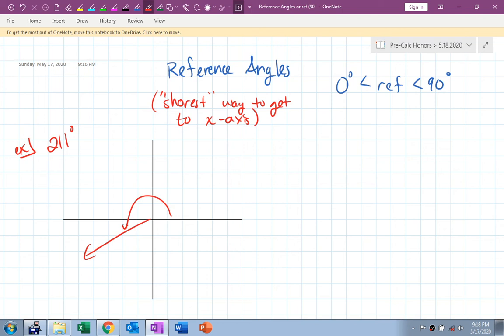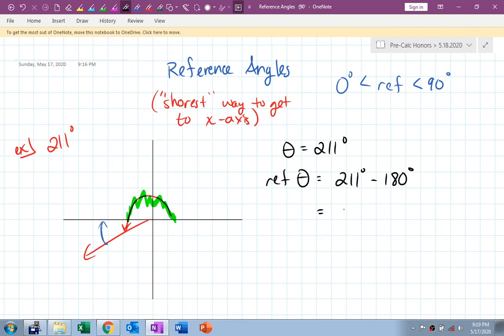But I want to know the shortest distance, or the shortest way to get to the x-axis. Well, the shortest way to get to the x-axis is right there. So what I need to do is subtract all this garbage, and I'm given my reference angle. If I subtract that garbage, which happens to be 180, so if my angle is 211 degrees, my reference angle is really 211 minus 180, which is 31.